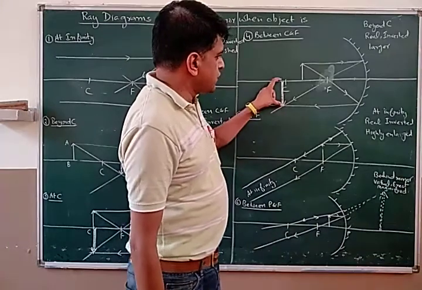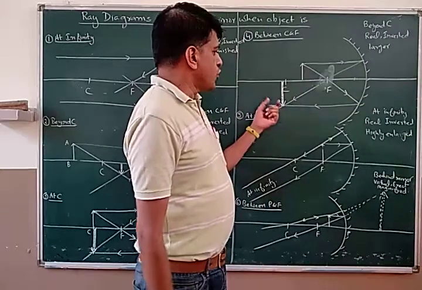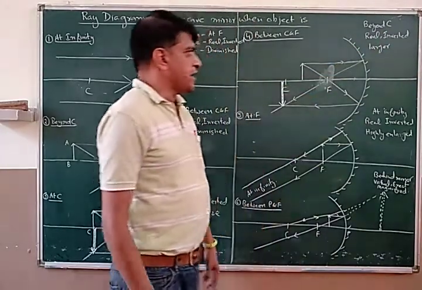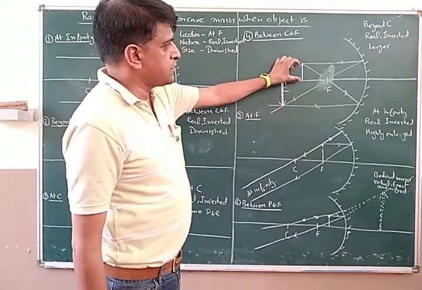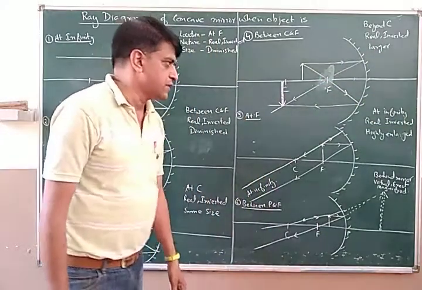What are the properties? First, this image is just beyond C, and because of actual intersection, this image is real and inverted, and the size appears to be larger than the object. That's why you will write larger than object.